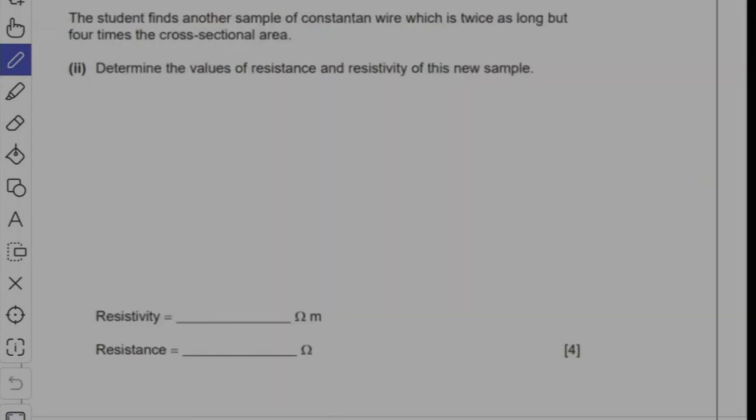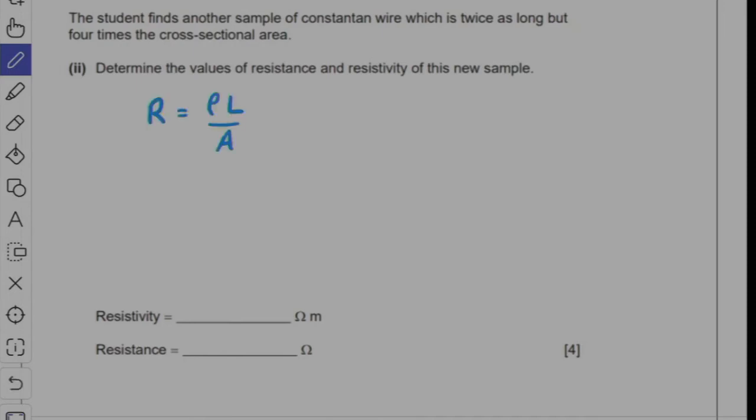So the student then finds another sample of constantan wire which is twice as long but 4 times the cross-sectional area. Determine the values of resistance and resistivity of this new sample. Okay, so I'm smelling a trick question here, because if it's still constantan, the resistance is a property of the object we've constructed, but the resistivity is a property of constantan in itself. So if we haven't changed the material, we haven't changed the resistivity, but by making it a different length and a different cross-sectional area, we will create a different resistance.